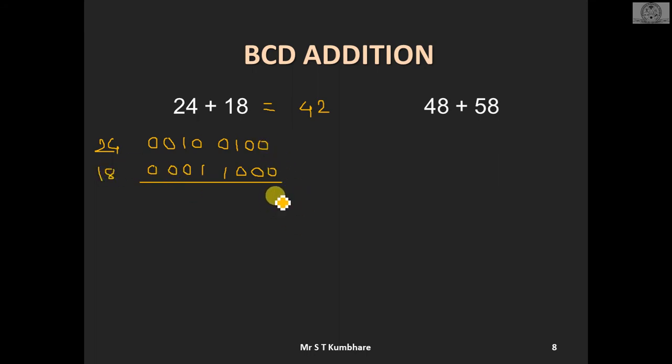So 0 plus 0 is 0. 0 plus 0 is 0. 1 plus 0 is 1. 0 plus 1 is 1.